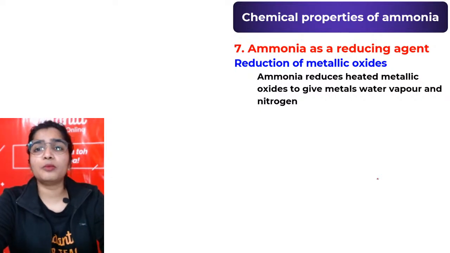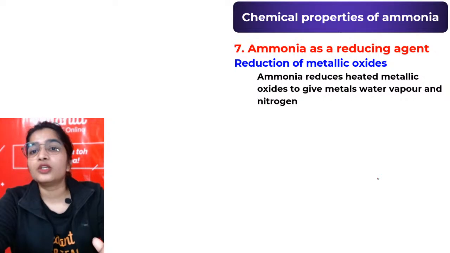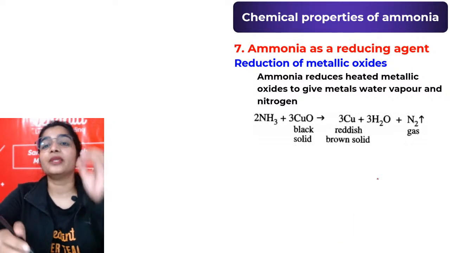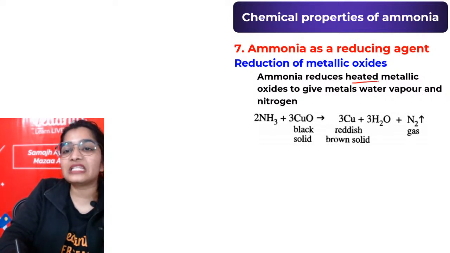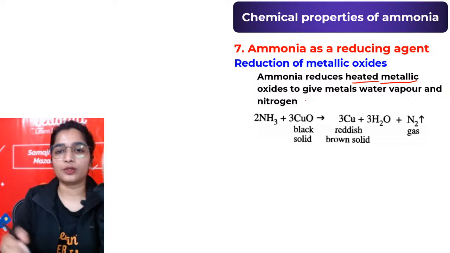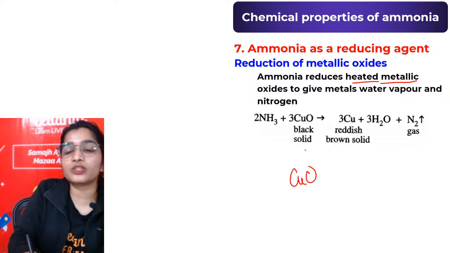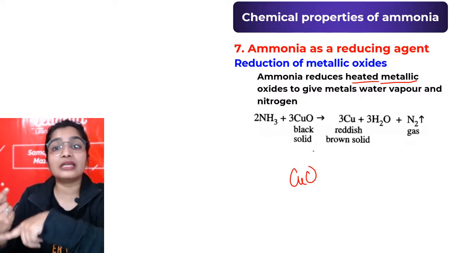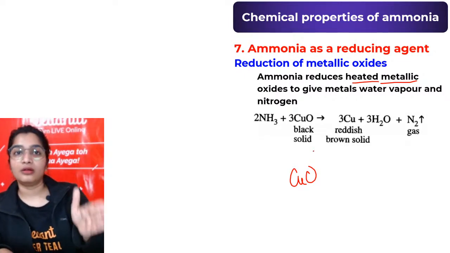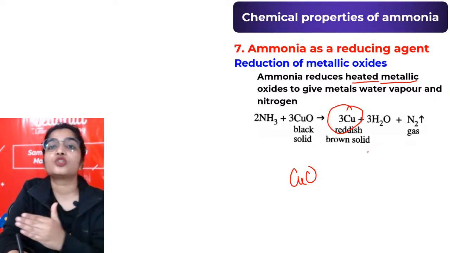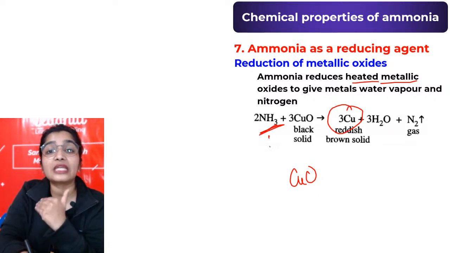Now next is ammonia as a reducing agent, reduction of metallic oxides. So ammonia reduces heated metallic oxides to give metals, water vapor and nitrogen. For example, here I have CuO, which is a black solid, we know, right? Brown to black when it is oxidized. So when CuO is reduced, you will get the reddish brown solid. So here ammonia is acting as a reducing agent.